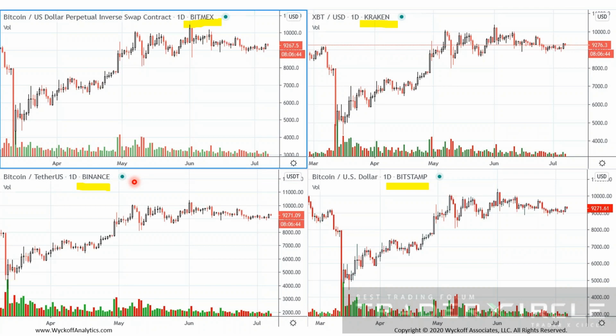BitMEX is still today the most important derivatives platform in the crypto space. This is the place where giant crypto funds and professionals move a lot of money speculating in this market. But do you see any significant difference in the volume data here, guys? Here, here, here.